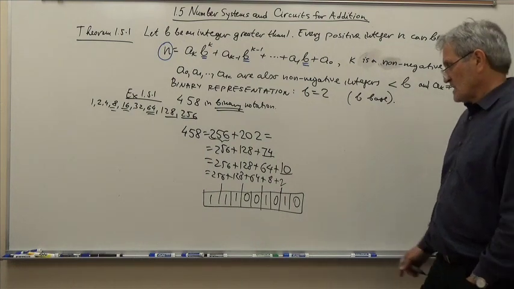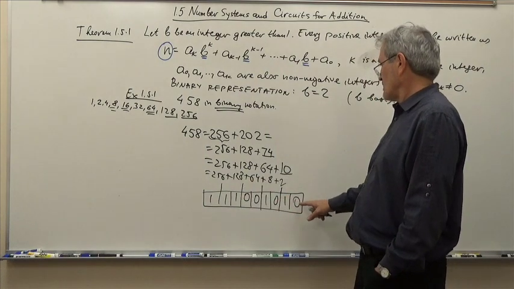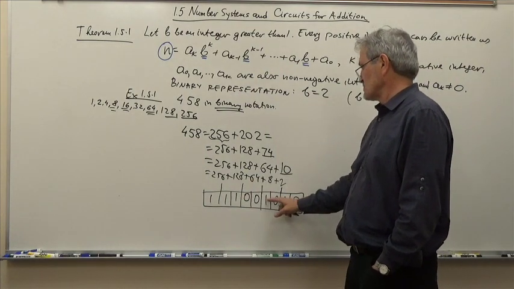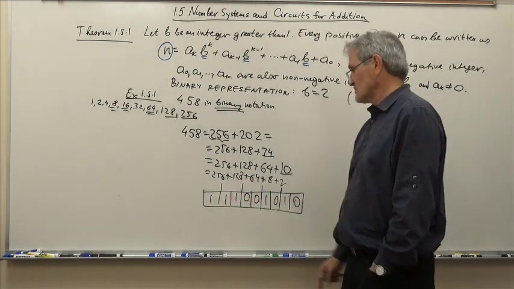So generally it says that we have, how much is our k? 0, 1, 2, 3, 4, 5, 6, 7, 8. So our k is 8.